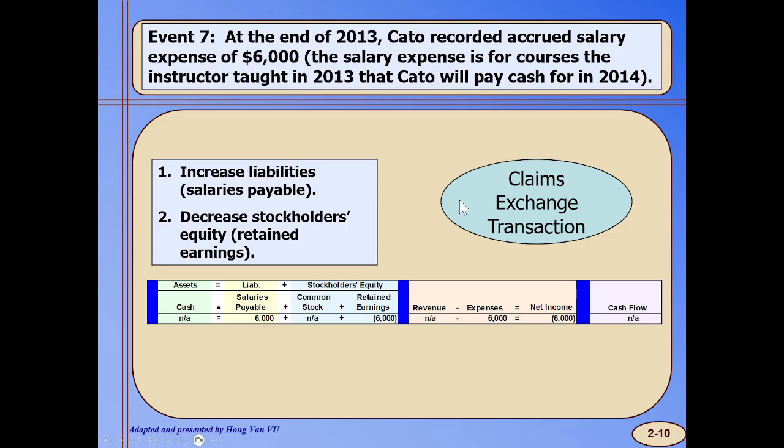Here is the effect of this transaction on the financial statement model. And we can mention that this is a claim exchange transaction between the liability and the owner's stockholders' equity.